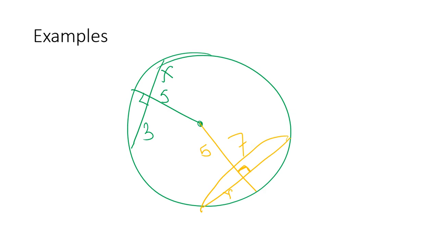Okay. So those are some theorems with chords and the radius dealing with perpendicular bisectors. Okay, so there's your homework, page 444, 1 through 12.